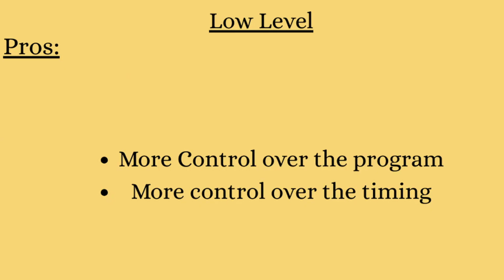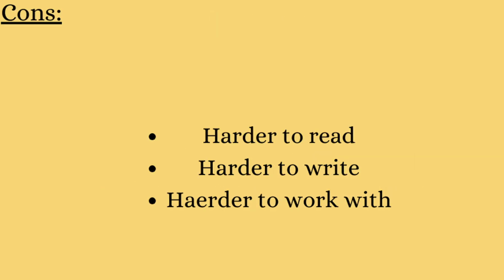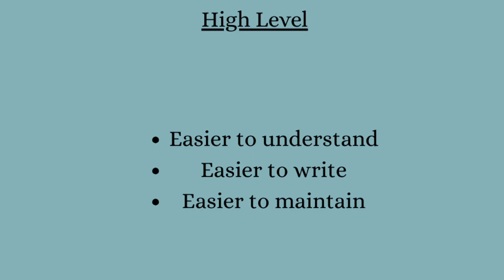Low-level languages give you more control of the program and its timing. You can really fine-tune how the computer works. But the downside is, they're harder to read, write and work with. High-level languages, on the other hand, are more abstract. That makes them much easier to write, understand and maintain. The trade-off is that sometimes the program doesn't do exactly what you expect, because the language handles some of the details for you.